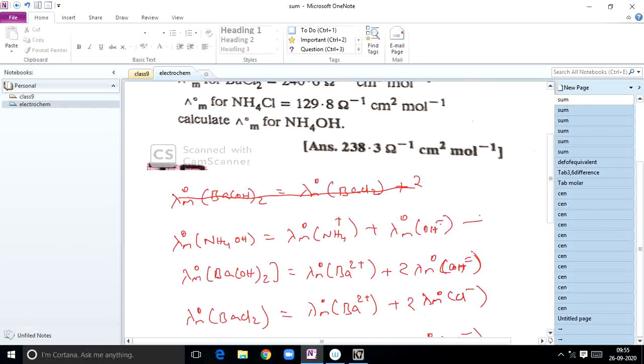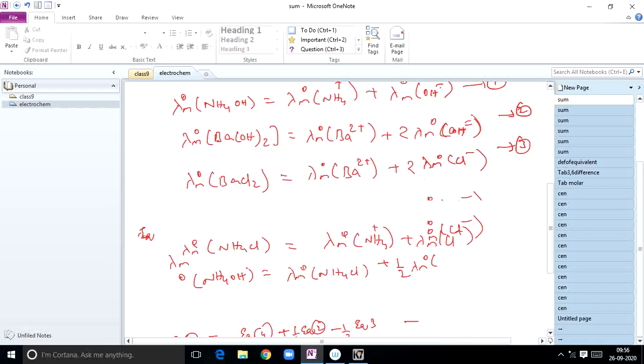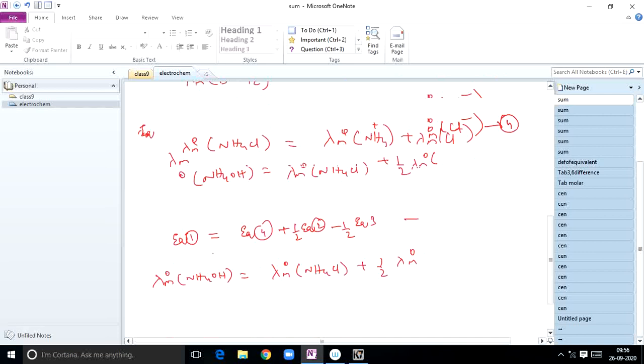This is equation 1, this is equation 2, this is equation 3, and what is that other equation? Lambda m naught of ammonium chloride, this one you can take as equation 4, and here what you have to do, students? Equation 1 is equal to equation 4 plus half into equation 2.